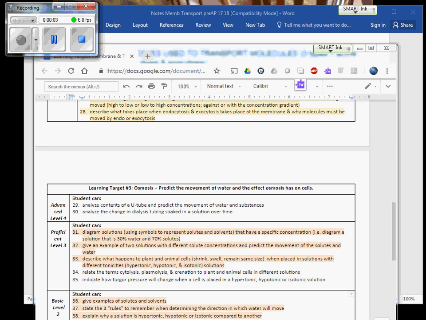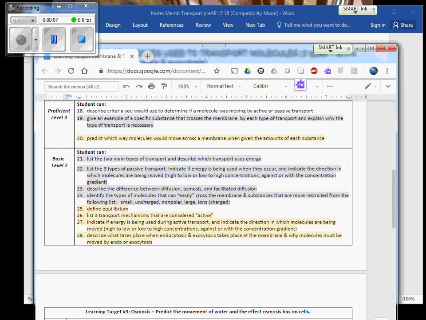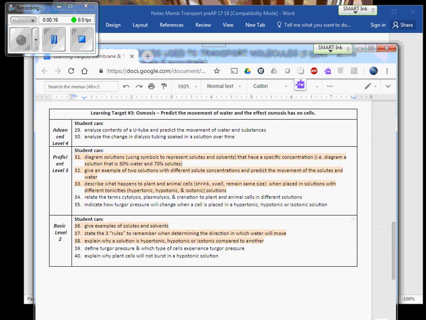In this section of our notes, we're going to review the active processes that we talked about last class, and they're highlighted in yellow. Compare them again to the passive processes. There's 3 of those that we learned. And then we're just going to be focusing on osmosis, the movement of water. And you need to be able to predict which way water is going to move when I give you different scenarios.